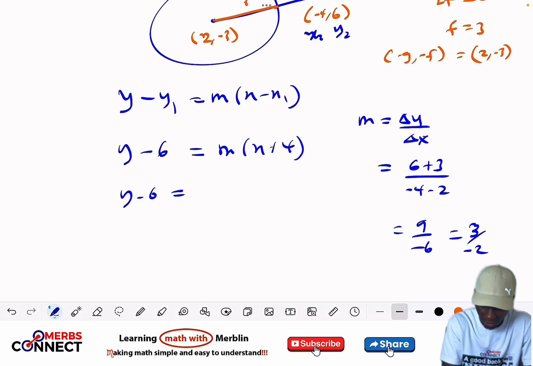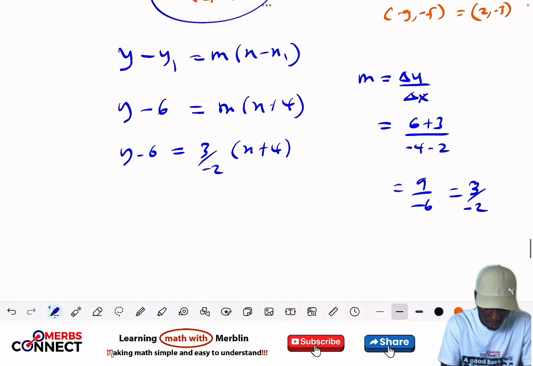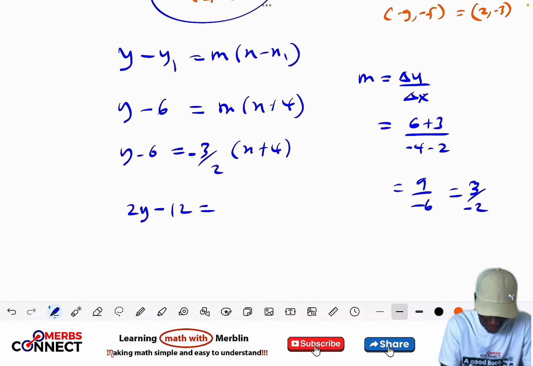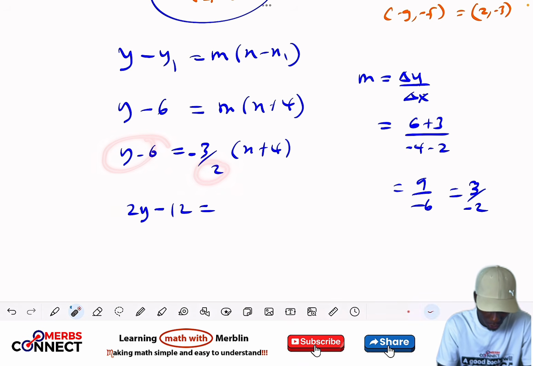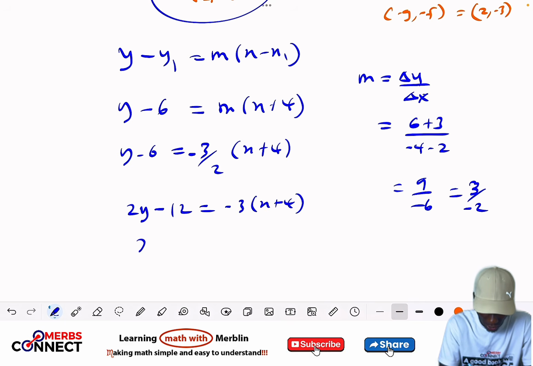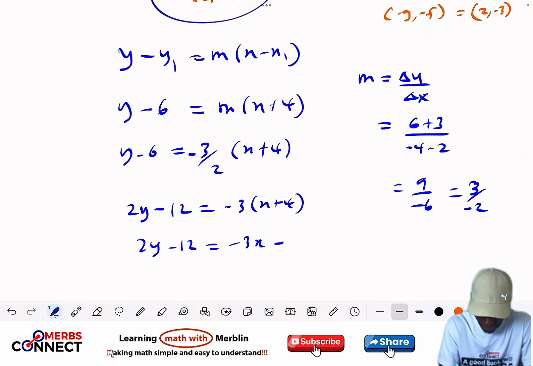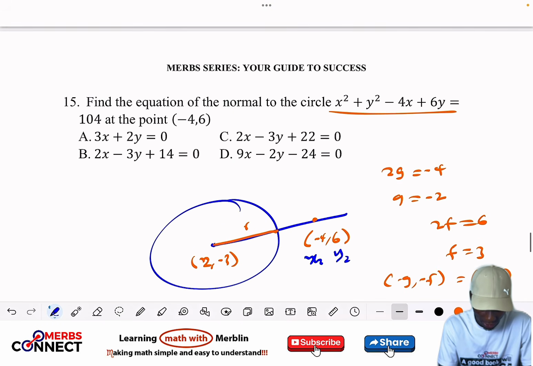So y minus 6 is equal to 3 divided by minus 2 times x plus 4. Multiply through by 2. Let me just maintain the minus here and have this one to be positive and this one to be minus. So I'm multiplying through by 2, and this is now minus 3 times x plus 4. 2y minus 12 is equal to minus 3x minus 12. So let's see how the equation is being done.